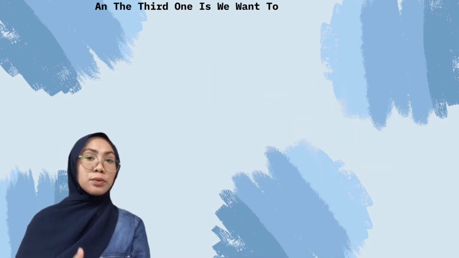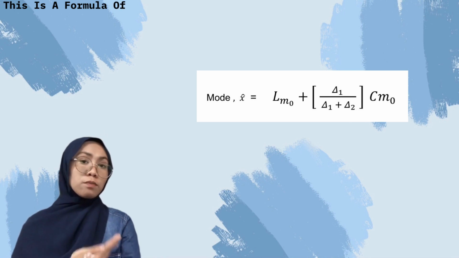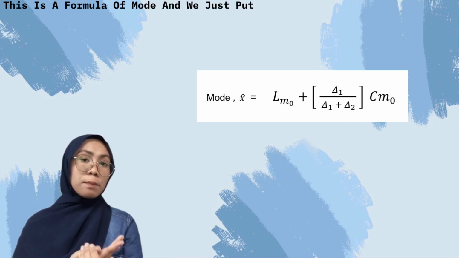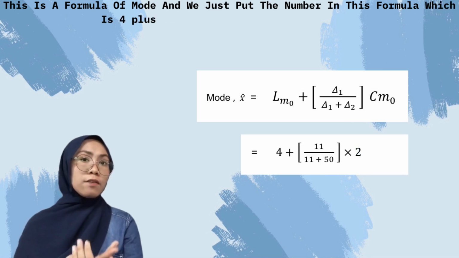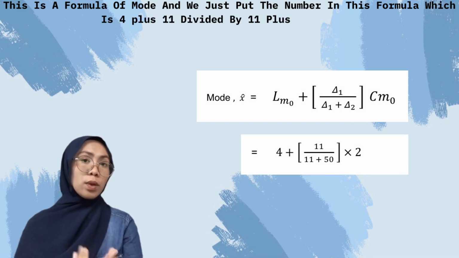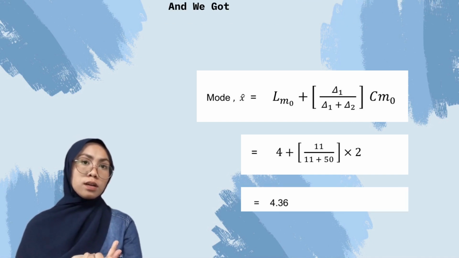And the third one is we want to find the mode. This is the formula of mode, and we just put the numbers in this formula, which is 4 plus 11 divided by (11 plus 50), and we times 2, and we got mode 4.36.